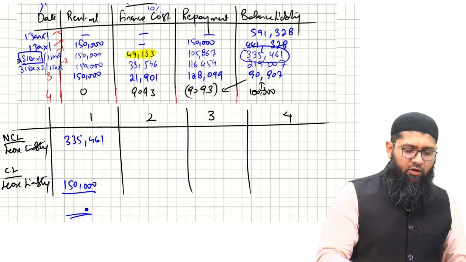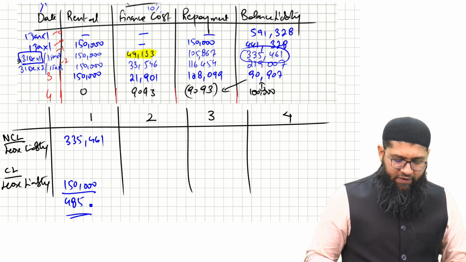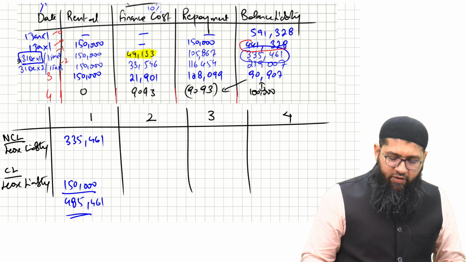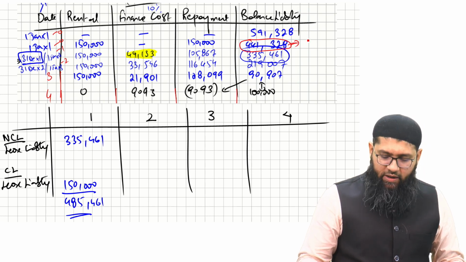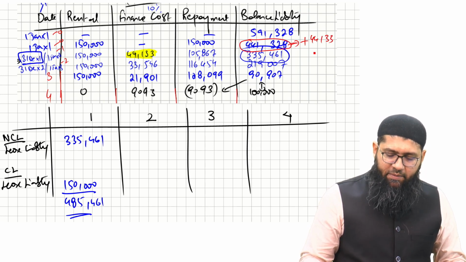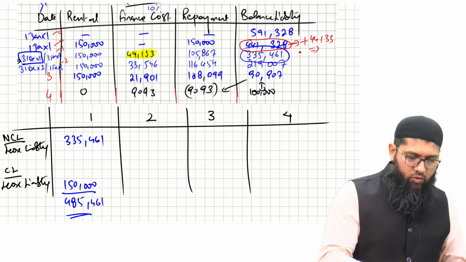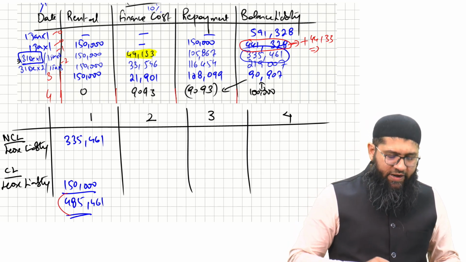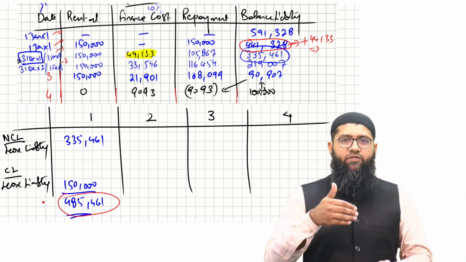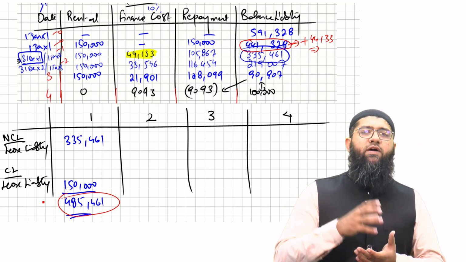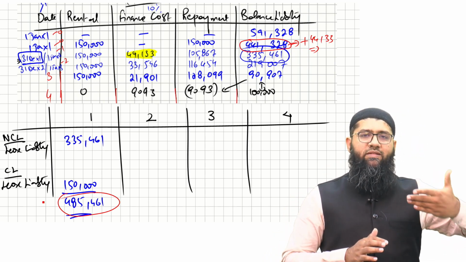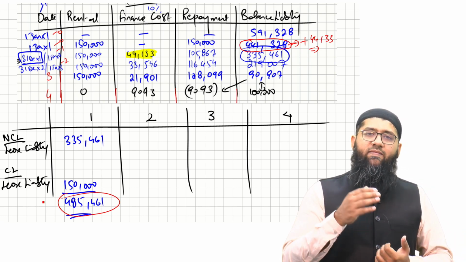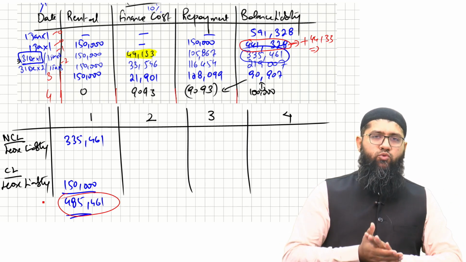335,461 plus 150,000 is going to be 485,461. Now, if you want to see, just look at this. The liability was 441,328. If you add 44,133, being the finance cost, to it, you'll get 485,461. So basically, when you are standing at the end of year 1, what do you have? Total accruals. Total accruals is the liability that was available at the start of the year plus the accrued finance cost.